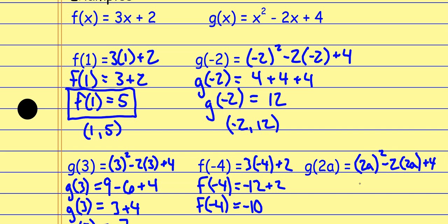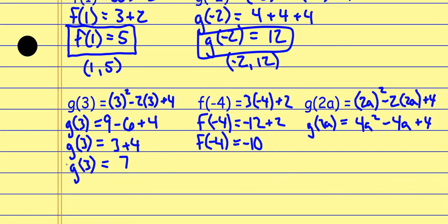And now I simplify. If you remember your rules of exponents, you'll get a 4a squared there. Whew. Once again, that's a lot of 4s. And that's all I can do. I can't simplify that any further. All right. But again, I'm just changing the input. Okay. The g function had an input of x, and I changed those inputs to 2a's. Here's each of my answers.